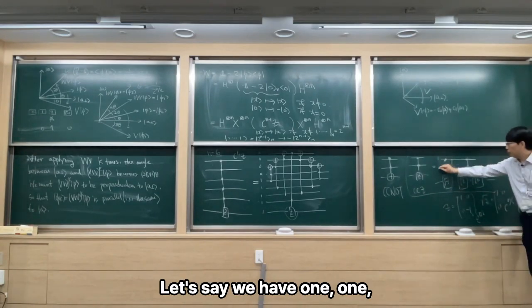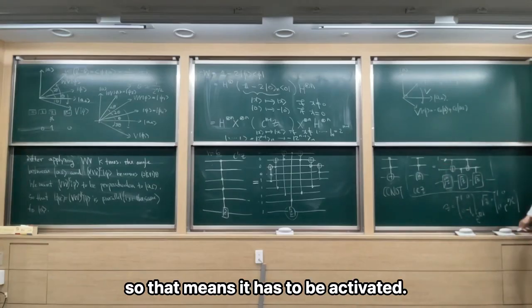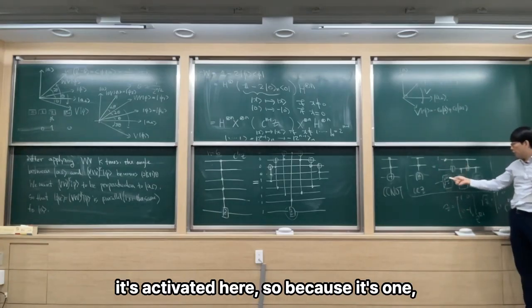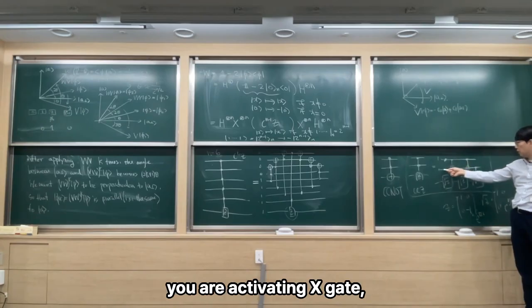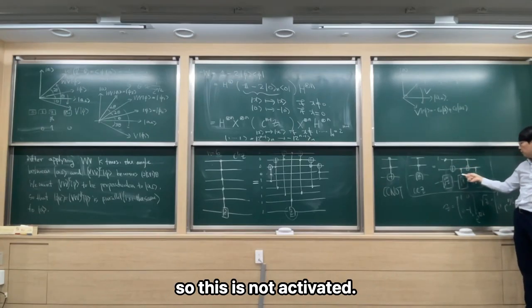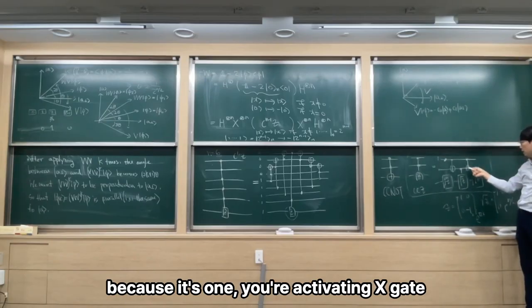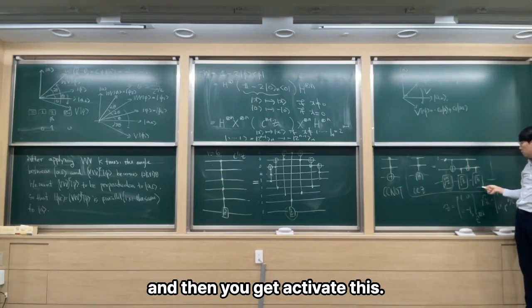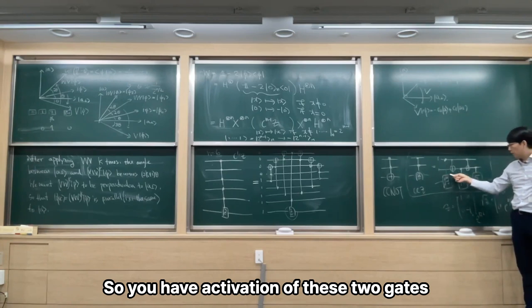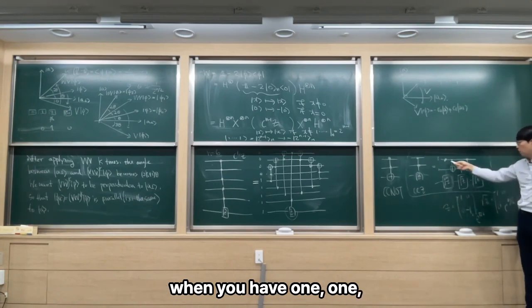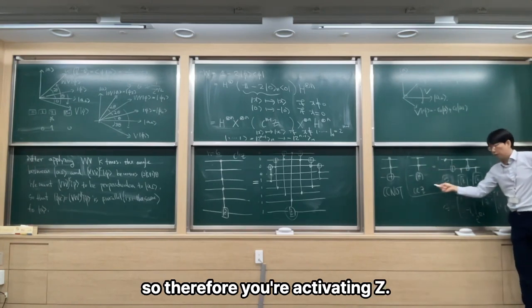Let's say we have 1, 1. So that means you have to be activated. So what happens? It's 1, so X is activated here. Because it's 1, you are activating the X gate, so it becomes 0, so this is not activated. But then the 0 becomes 1, and then you activate this. So you have activation of these 2 gates when you have 1, 1. Therefore, you're activating Z.